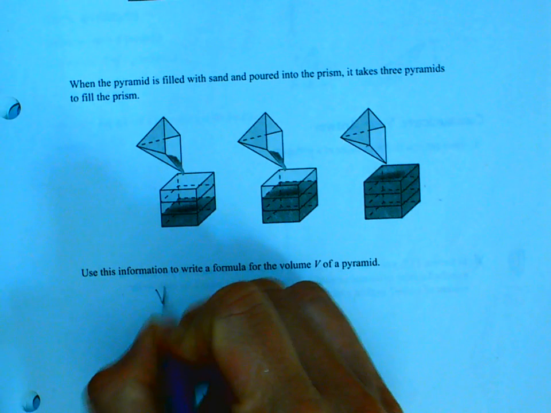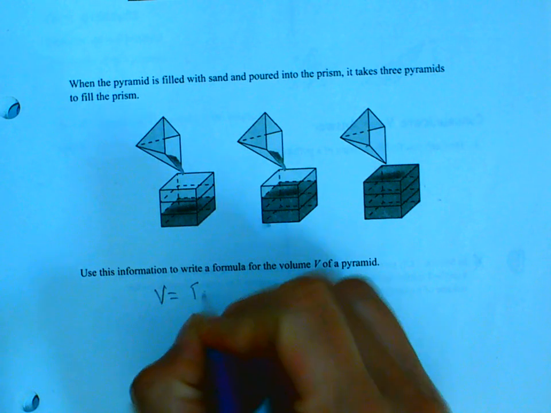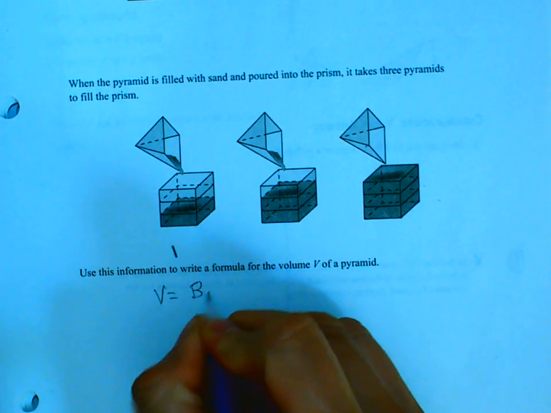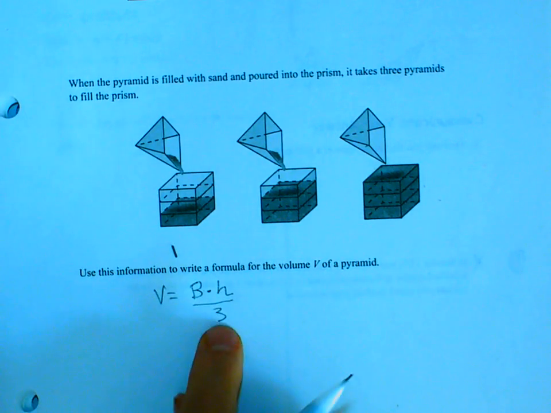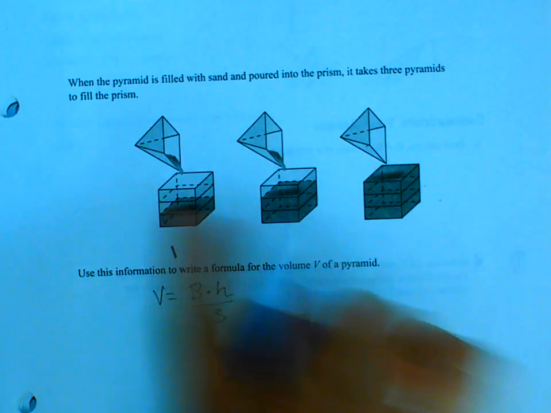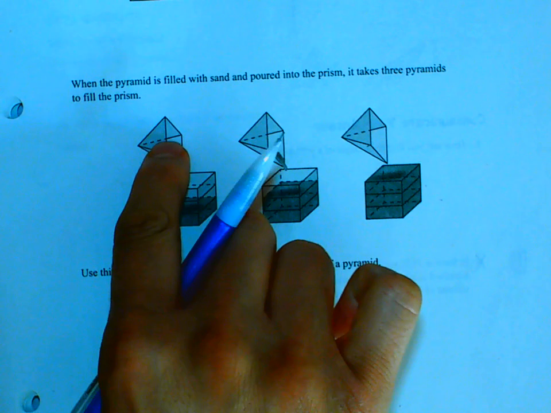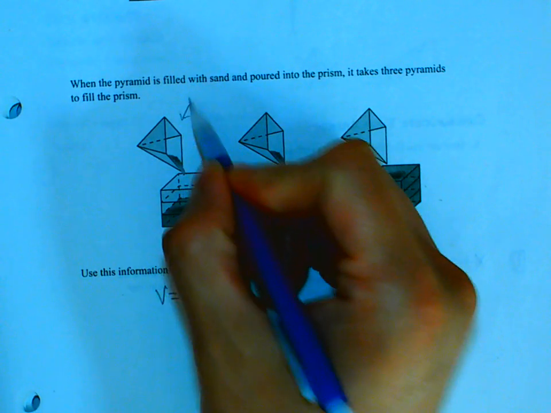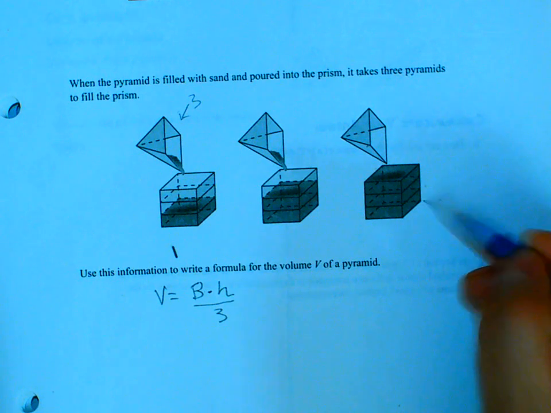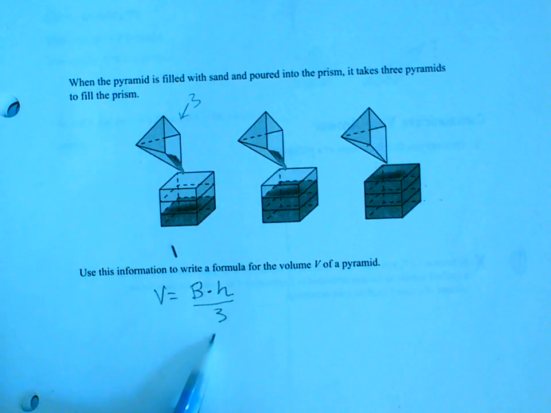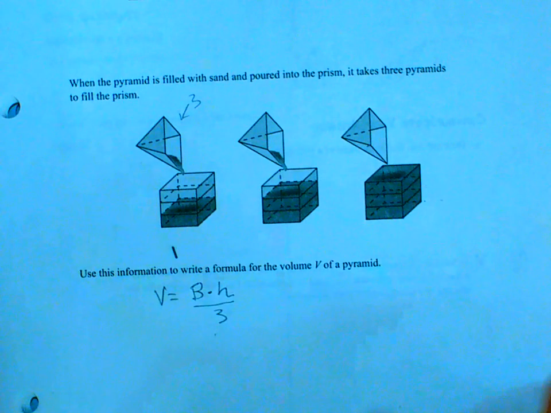So the equation for the volume of a pyramid is the area of the base of the pyramid times the height of the pyramid, all divided by 3. Why 3? Because look, it takes 3 of these to completely fill up one of these. So because I only want one of them, I have to divide it by 3. So that's what we're going to be using. And by the way, this is on page 339 in your journal.